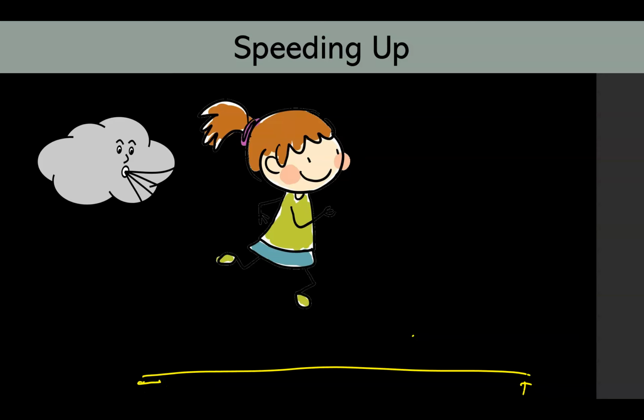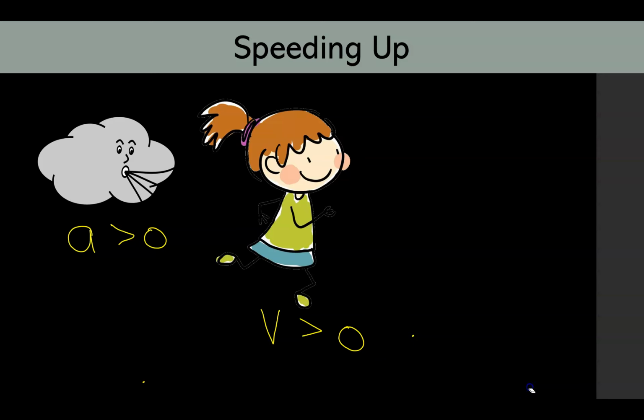So this girl is running to the right, which means her velocity is positive. The wind is pushing her more to the right. So we're going to think of that wind as an acceleration, a force acting on her. If you were running and the wind was at your back, you would be speeding up, right? You would be getting faster. You have to imagine the wind's really fast. The acceleration and the velocity are going in the same direction, so you'd be speeding up.